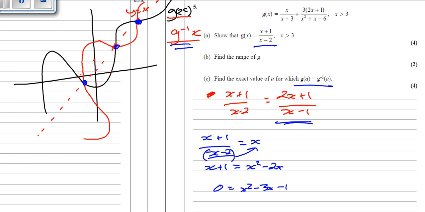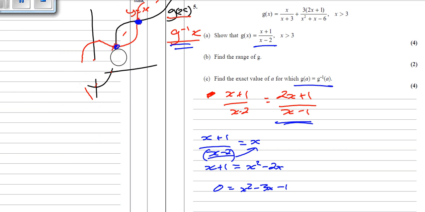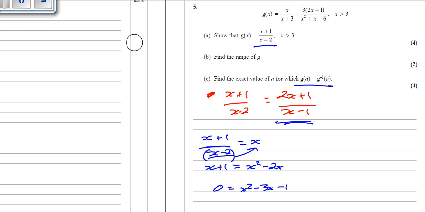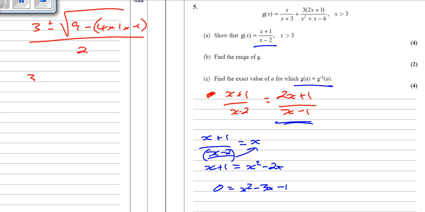That doesn't look like it's going to be very nice. So then we've got to use the quadratic formula or completing the square, whichever one you feel most comfortable with. I'm going to go with the quadratic formula. And that's going to be minus minus b, so that's going to be 3 plus and minus the square root of b squared, so that's going to be 9, minus, I always put 4ac in brackets, so 4 times 1 times minus 1, all over 2a, so that's going to be all over 2. That's 3 plus and minus the square root of, 4 times 1 times minus 1 is going to be minus 4, so that's going to be 13, over 2.